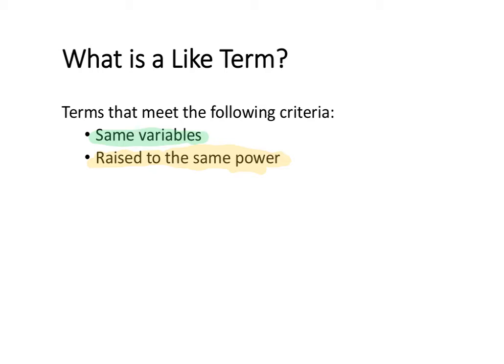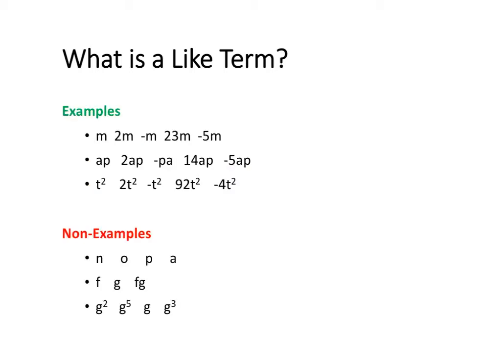So let's have a look at a couple of examples that will help us to identify what are like terms and what are not like terms. So have a look at some examples. In our first line, they are like terms because each term contains the letter m or the variable m. So each term contains the same variable.